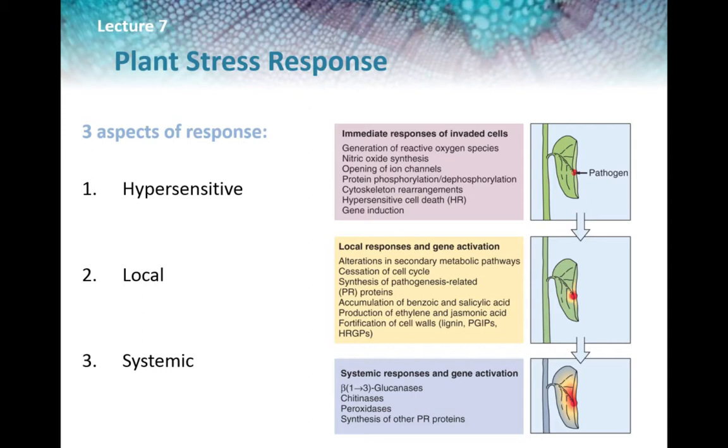tissue death. In the local response, alterations in secondary metabolic pathways can result in cessation of the cell cycle, synthesis of pathogenesis-related proteins, production of ethylene and jasmonic acid, or fortification of cell walls. In the systemic response, defense responses are elaborated in tissues away from the invasion site and even in neighboring plants.